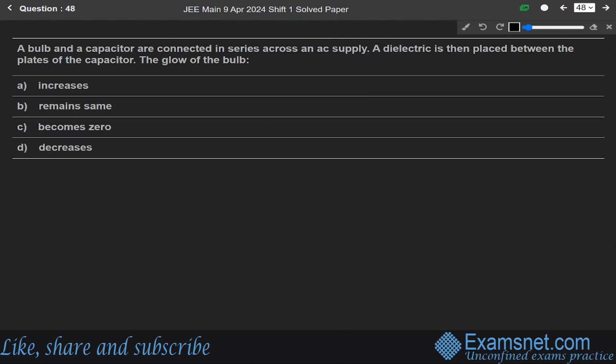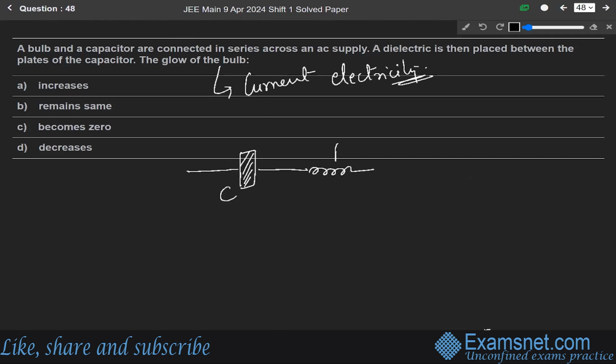Now 48th question. A bulb and a capacitor are connected in series across an AC supply. The dielectric is then placed between the plates of the capacitor. The glow of the bulb. Okay. So this question is from the chapter of current electricity. We have to find the correct answer, whether the glow of the bulb increases, decreases, remains same, or it becomes equal to 0. Okay. So first of all, let us draw this question: this is the capacitor, this is the resistance R, and this is the alternating source.